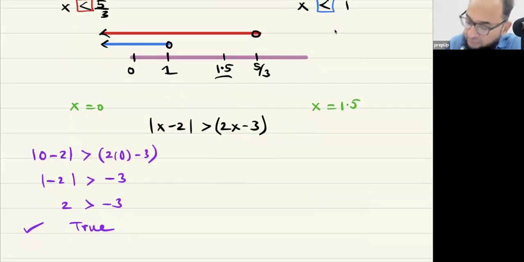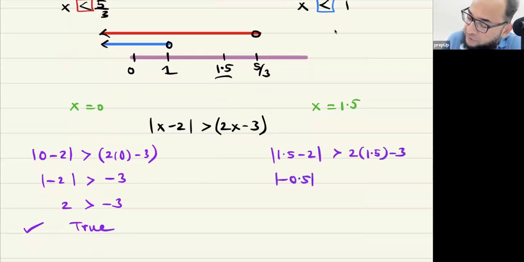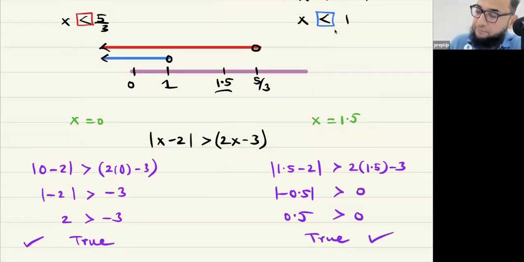It's true. If I choose the other value 1.5, |1.5 minus 2|, is it greater than 2 into 1.5 minus 3? This is |negative 0.5|, which becomes 0.5. Is it greater than 3 minus 3 is 0? 0.5 is greater than 0. This is also true. This is all correct.